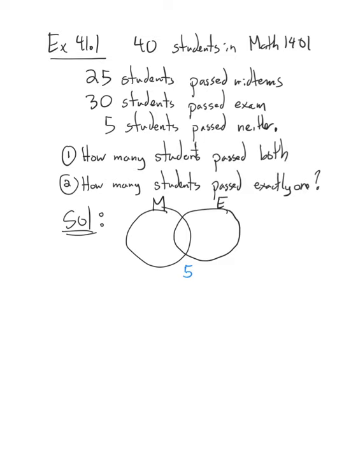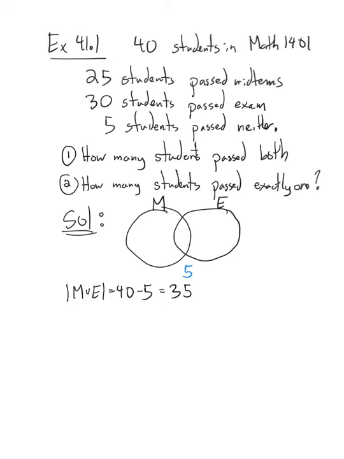So we have 3 regions left, and we know the number of people in them. Well, there's 40 students in the class. 5 people passed neither, so there must be 35 people in the union of M and E. So the union of M and E is 40 minus the 5 students that didn't pass either, which is 35 students. Okay.